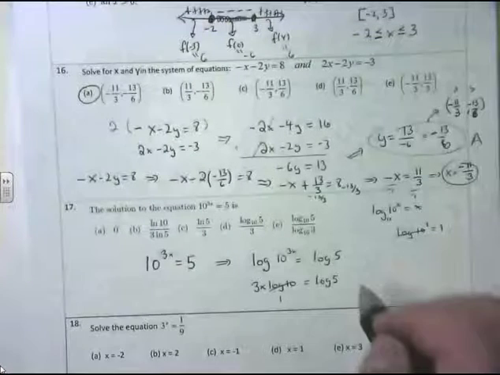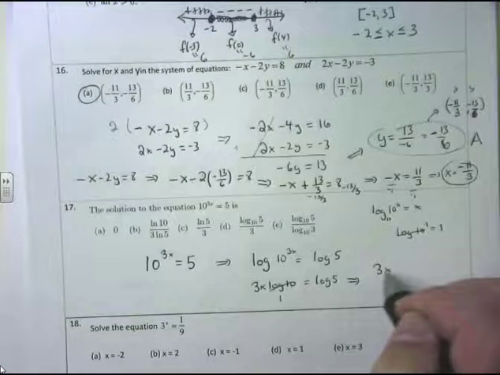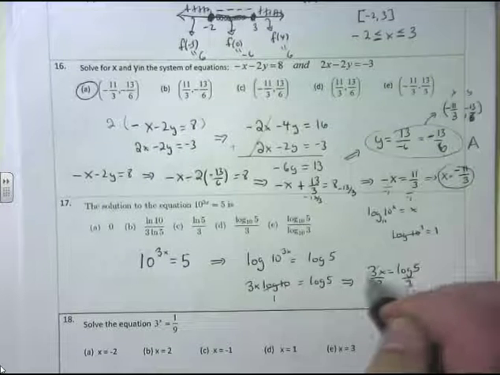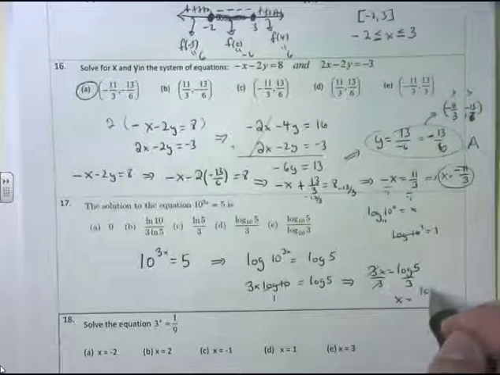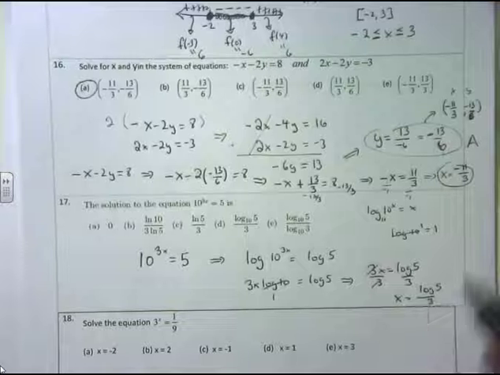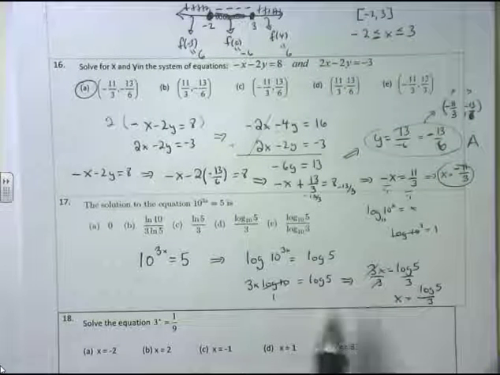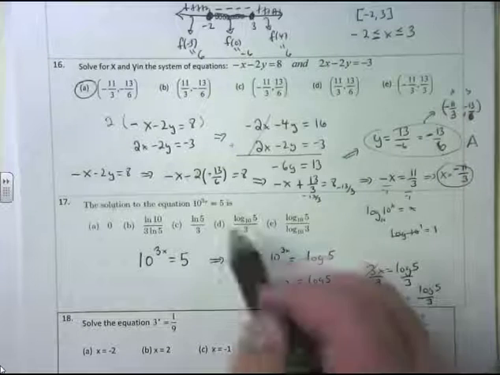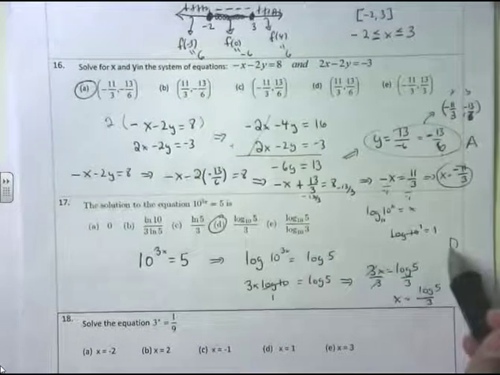So I'm left with this. 3x equals log 5. I would divide by 3 on both sides, and I get the answer x is equal to the log of 5 over 3. And that's understood to be a base 10 log. The log of 5 over 3, the answer is D.